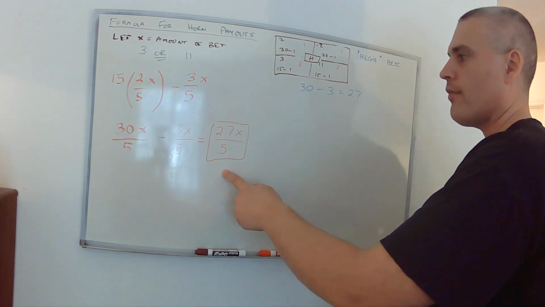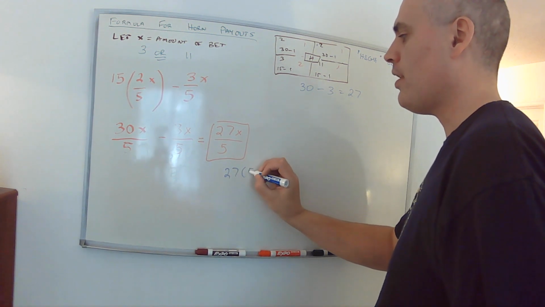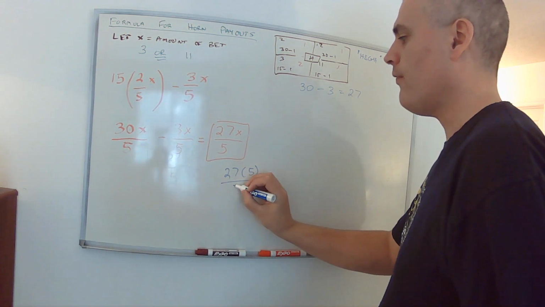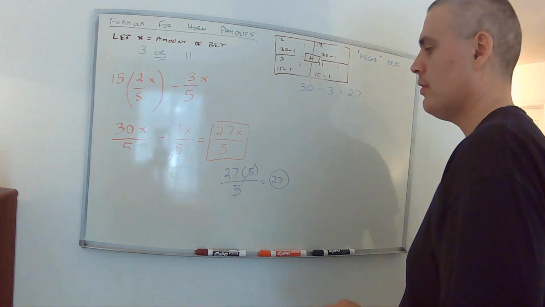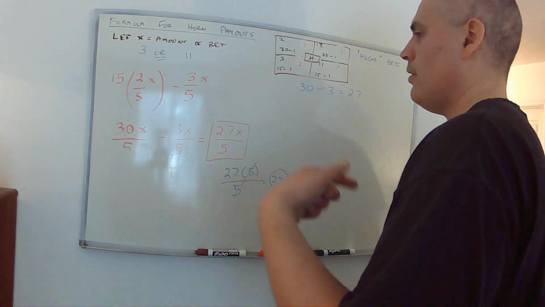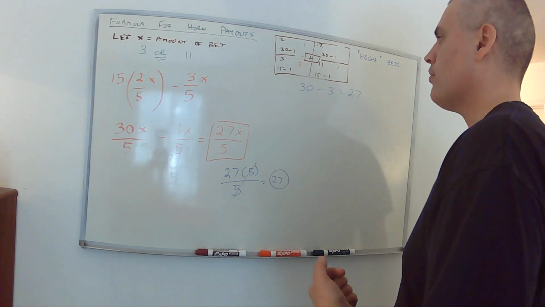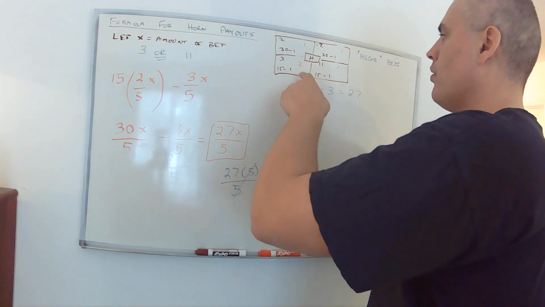Look what happens here. I've got a $5 bet. So 27 times my $5 bet over 5 is going to give me the returning payout. Look at that. $27. And again, as long as we stay in increments of 5, we're going to be okay. So go up to 10.